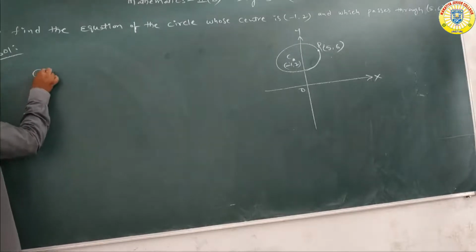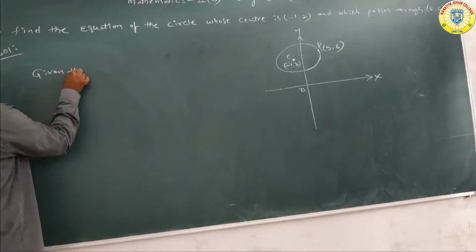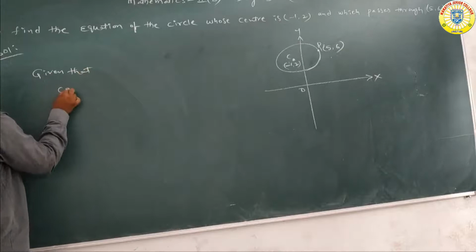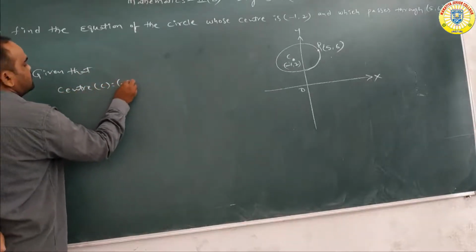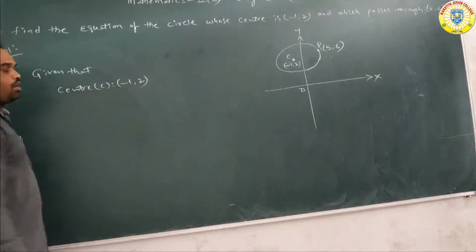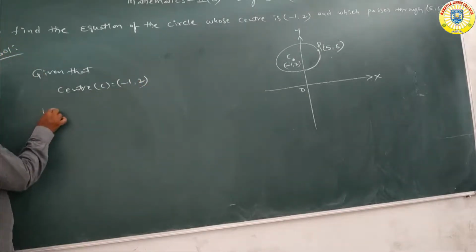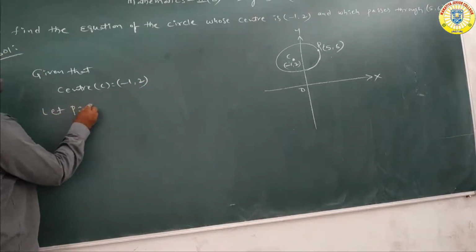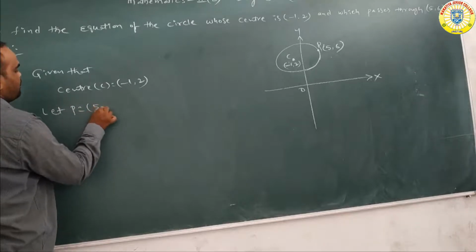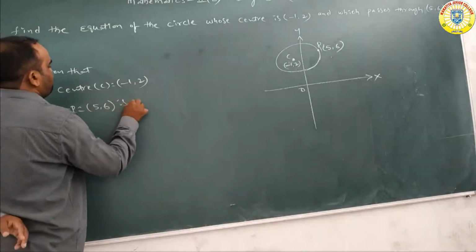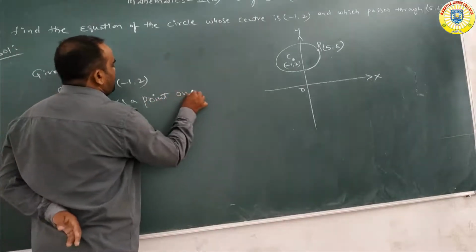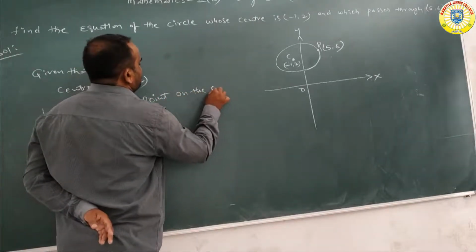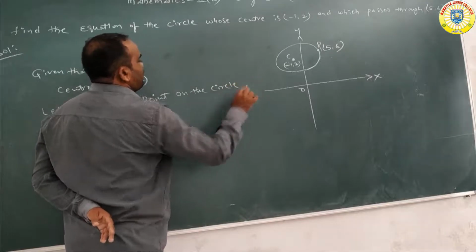Here see the solution. Given that the center C is equal to (-1, 2). Let P be (5, 6). P is a point on the circle. So observe this one.